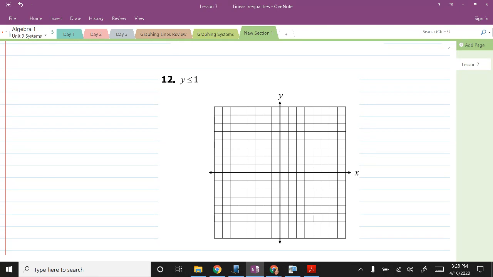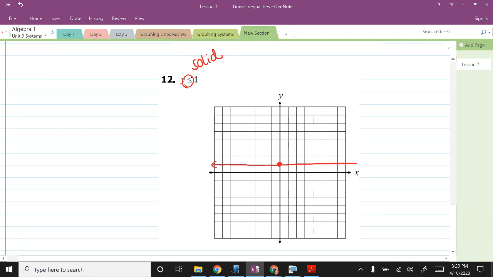So I go to the y-axis at 1, and I'm going to draw a horizontal line. Now I got to check for solid or dotted. That says or equal to, finally. So this one's going to be a solid line. So if it says or equal to, you do a solid line. Let me circle that again. If it says just less than or greater than, you use a dotted line. So that means everything that's on that line is included in the solutions. Okay, let me erase my circle so you can see the problem.